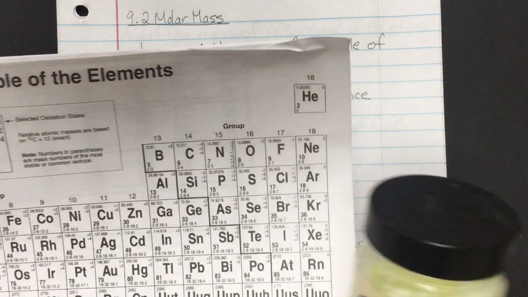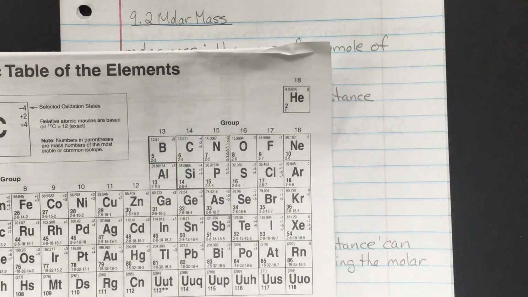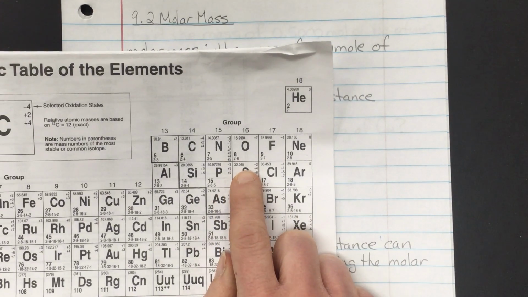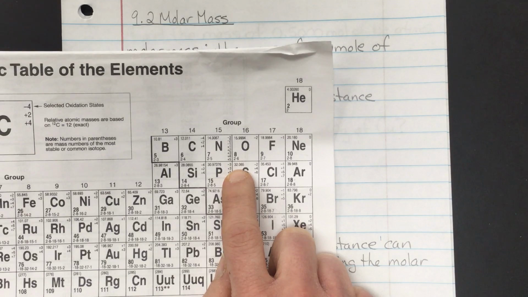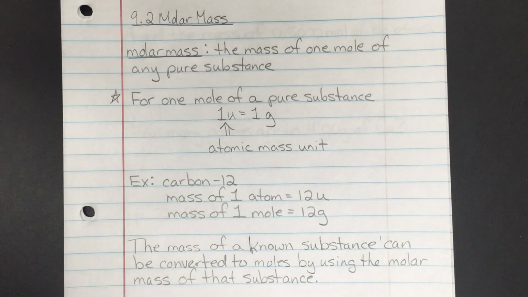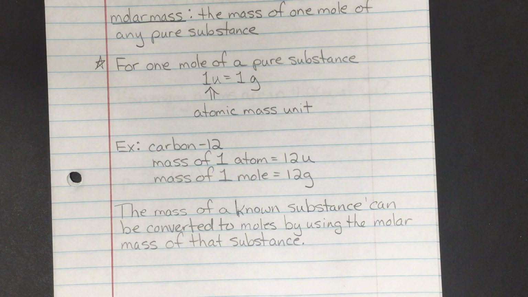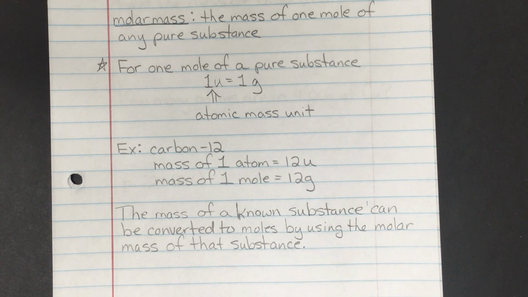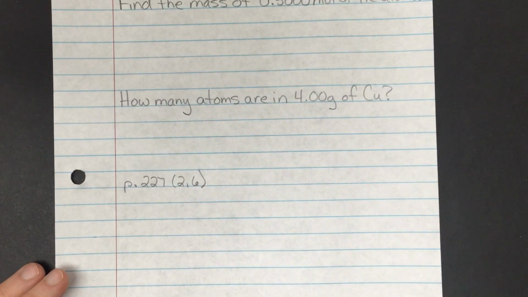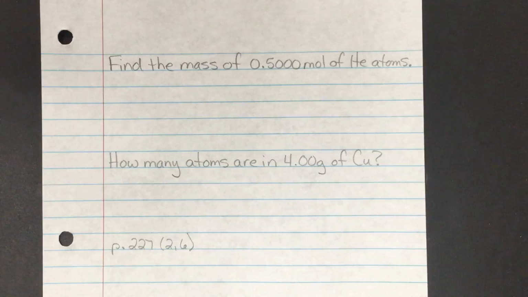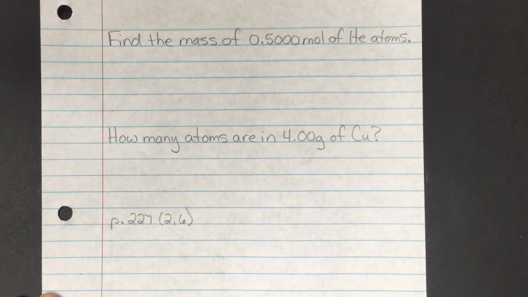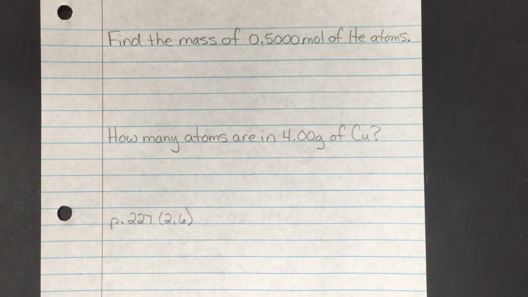And the same for the sulfur. My 32 grams of sulfur comes from my periodic table right here where sulfur, the atomic mass is 32. Instead of writing a U after it, I just write a G for grams. And we're going to find that the mass of a known substance can be converted to moles by using the molar mass of that substance. So let's do some problems. I'll give you a few seconds to pause the video and write these problems down.